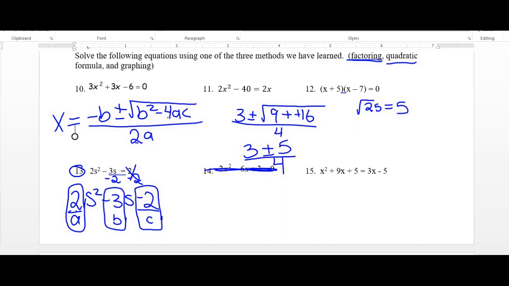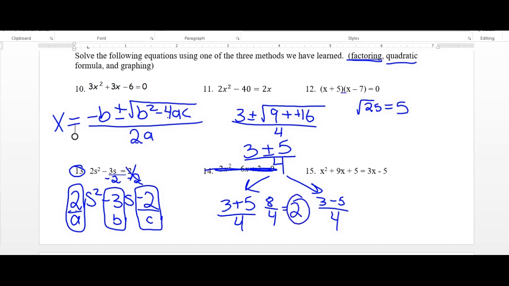I'm going to split that into two equations. 3 plus 5 over 4. 3 minus 5 over 4. That gives me 8 over 4, which is 2. This gives me -2 over 4, which is -1/2. So those are my two solutions, 2 and -1/2.